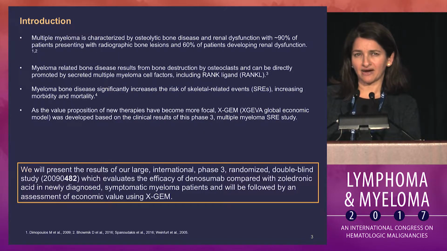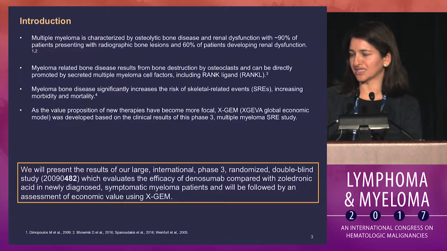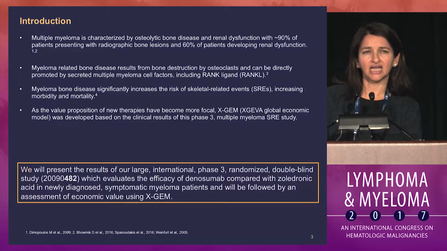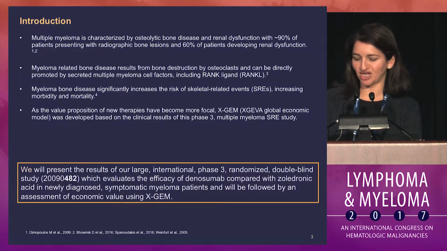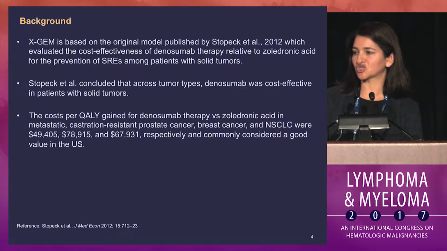And as you all know, everybody is familiar with the fact that multiple myeloma is characterized by significant bone disease. And we also know that the story of RANK ligand has been best studied in the context of myeloma. We've just completed a very large randomized international phase 3 double-blind study called the 2009-482 study, which evaluated the efficacy of Denosumab when compared to zoledronic acid in newly diagnosed symptomatic multiple myeloma patients. And we followed this up with an economic analysis as well using the XGEM model.